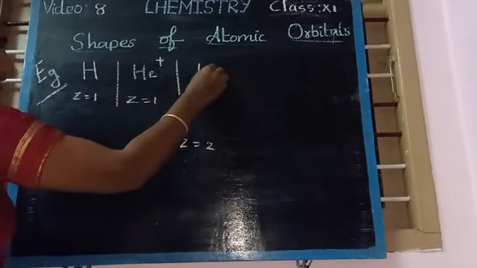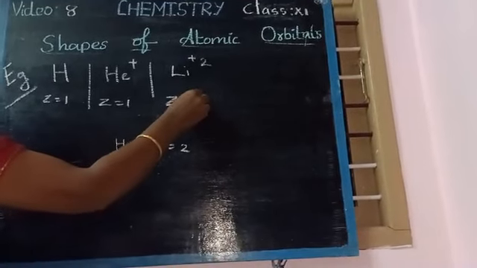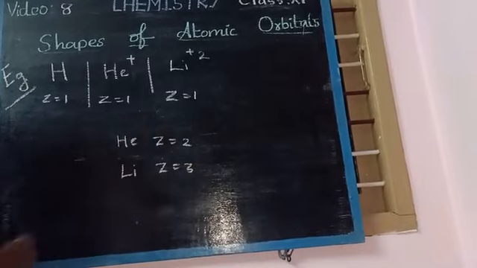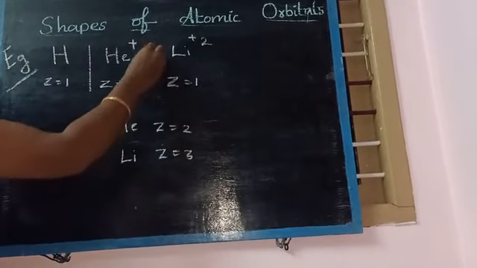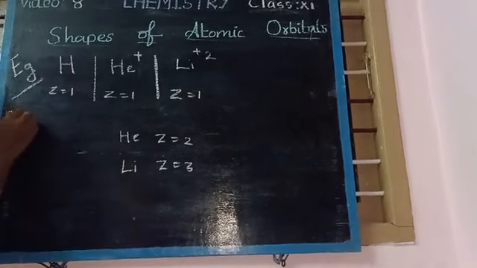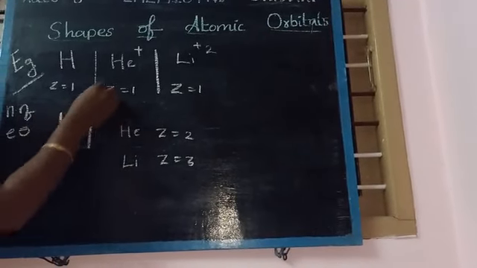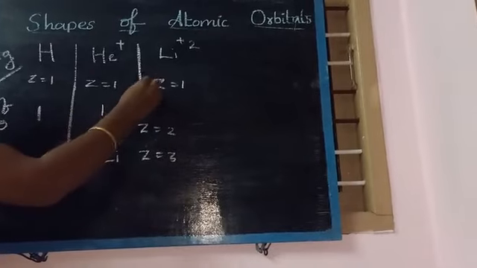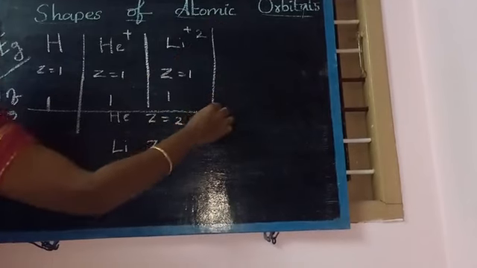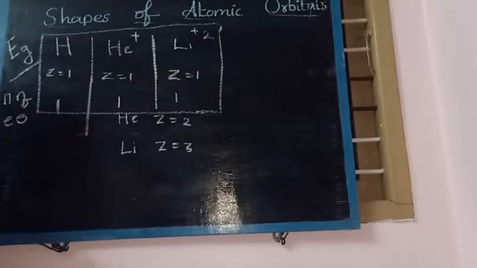Next, lithium 2 plus. Lithium atomic number is 3. Two electrons are lost, so the number of electrons is 1. So hydrogen has one electron, helium plus has one electron, and lithium 2 plus has one electron. Are you clear, children? So these are the one electron species.